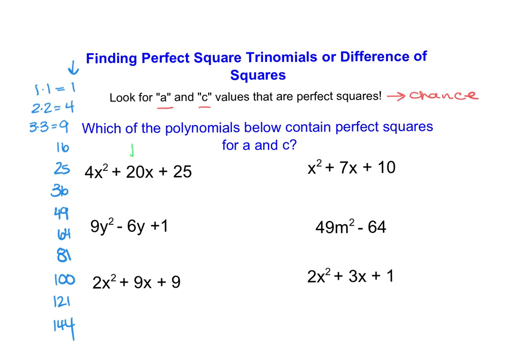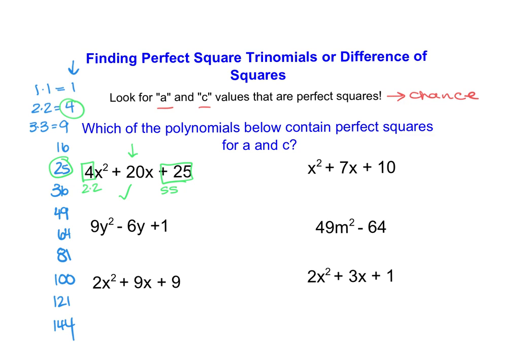So if we take a look at this first example here, remember I'm focusing on a, which is 4, and c, which is 25. And I see here that 4 and 25 are both on my list. 4 is 2 times 2, and 25 is 5 times 5, so those are both perfect squares. So this one has a chance and could be a perfect square trinomial or a difference of squares.